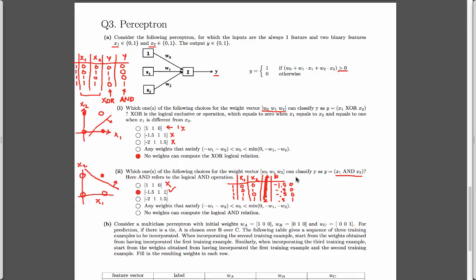Next, if we look at option C, we have negative 2, 1, and 1.5. So if we compute the dot product, we get negative 2, then we get negative 0.5, then we get negative 1, and then we get 0.5. So we get negative 2 plus 1 plus 1.5. And again, if we compare these to 0, we'll get 0, 0, 0, and 1 to determine y. So therefore, this option also works.